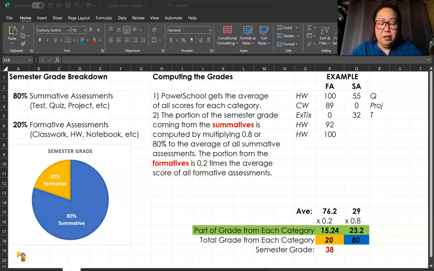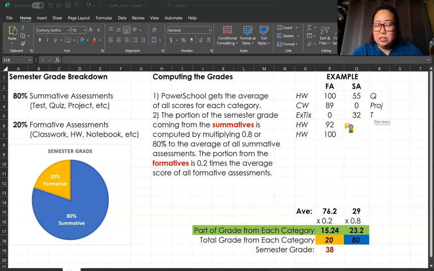To help you better understand how the computation of the grades works, I have some examples. I have 5 grades for formative assessments and 3 grades for summative assessments. On the sides, I have their classification: classwork, homework, exit ticket, this is a quiz, a project, and a test. Imagine that these are the grades showing up on PowerSchool.